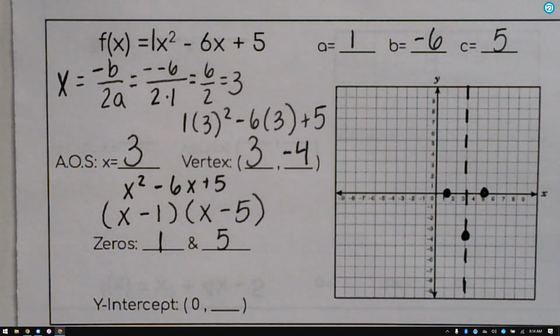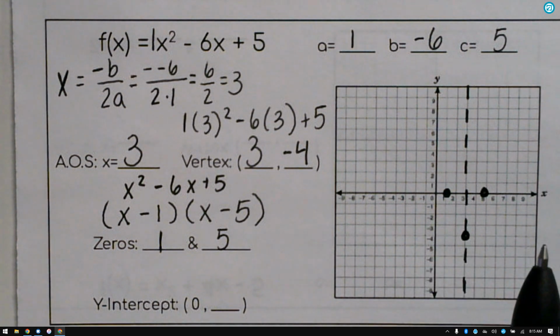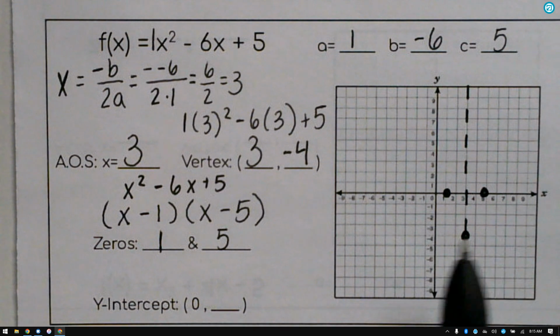Okay. Anything you guys notice about where those two zeros are? They're on the x-axis. They're on 0. In comparison to what we've already graphed, anything you notice? In comparison to that line, anything that you notice? They're an equal distance on either side. So that line is our axis of symmetry. In order for our graph to be symmetrical, it's going to have to be on both sides. So part of the symmetry is it being on both sides.